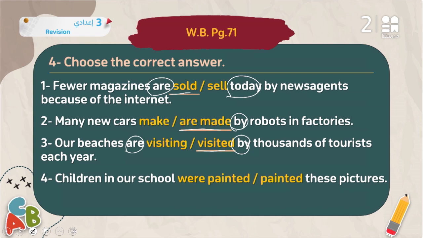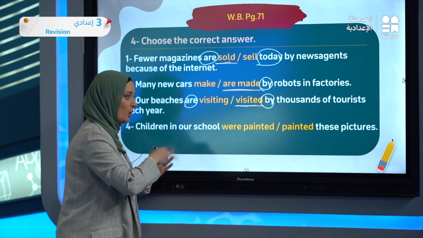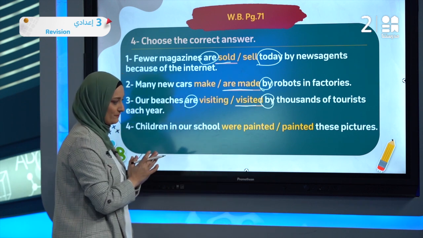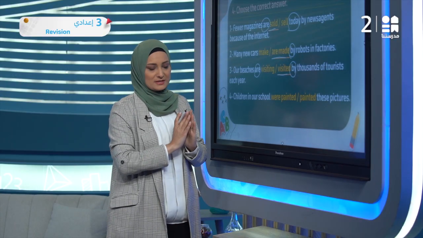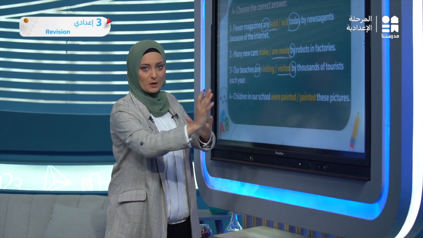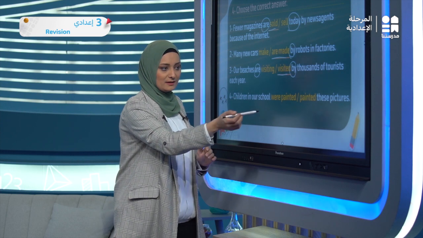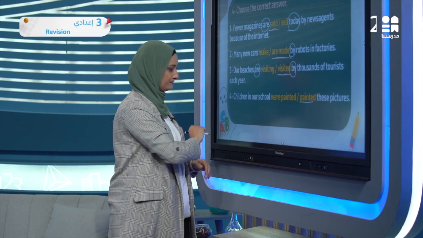Number 4, children in our school these pictures. طيب دي هنا ما عنديش by وفي نفس الوقت ممكن أنا أتلخبط فيها. طب نفهم الجملة. children الأولاد في المدرسة were painted هم اللي تلونوا ولا هم اللي لونوا الصور؟ of course هم اللي لونوا. فدي الجملة دي في ال active voice. active voice يعني الشكل التقليدي بتاع الجملة إنه أنا عندي ال subject verb object. فال active voice هتبقى painted لأنه were painted يعني هم اللي تلونوا الأولاد.